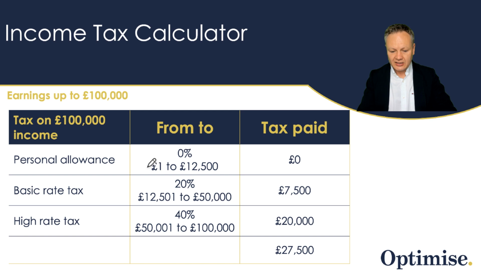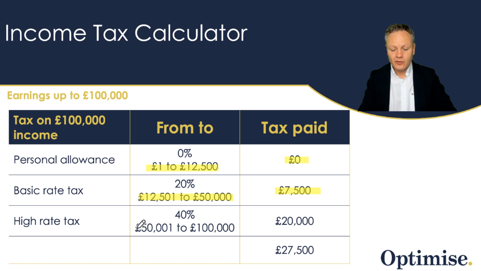You'll notice again, 0 to £12,500 as an example, no tax. Then you get to £12,501 to £50,000 and you'll pay £7,500 tax, and that is the 20% tax band.